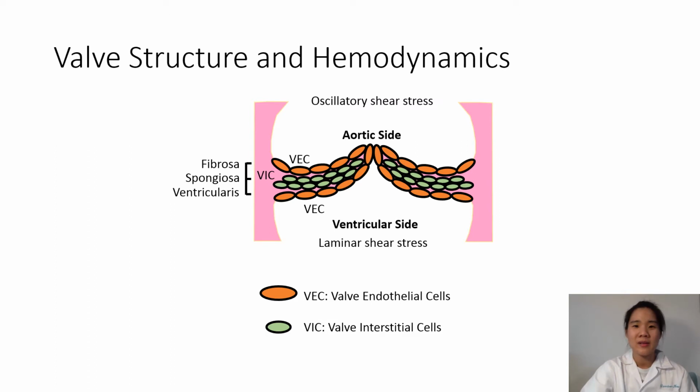Valve endothelial cells and valve interstitial cells are major valvular cell types that reside on the outer and inner layers of leaflets. Hemodynamic environments on valve tissues can impact cellular interactions, such as communication between valve endothelial cells and valve interstitial cells. Flow oscillations are commonly observed on the fibrosa layer of the leaflet, while the ventricularis is mainly laminar.